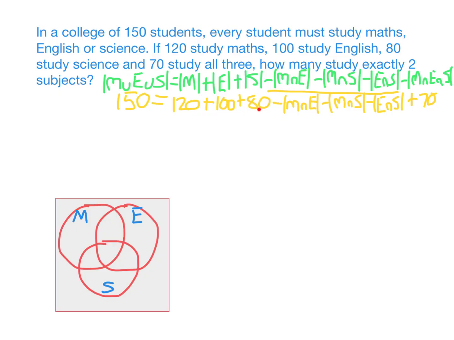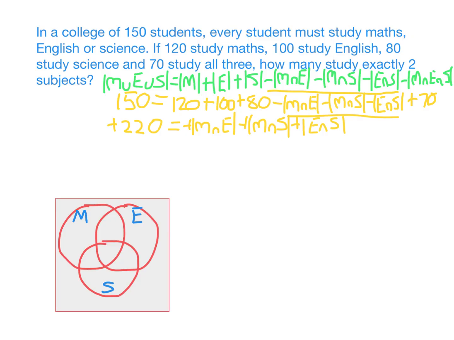So now we're going to subtract each of these numbers from both sides of the equation. So we get minus 220 is equal to these numbers here. So I can multiply each side of the equation by -1. That just changes the sign of each of the individual terms. So what we have here is that 220 students study both maths and English, or maths and science, or English and science. But our final answer can't be 220.